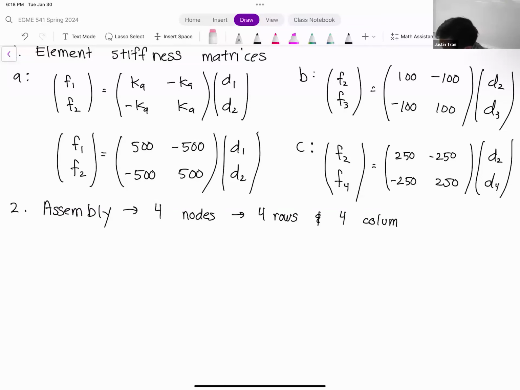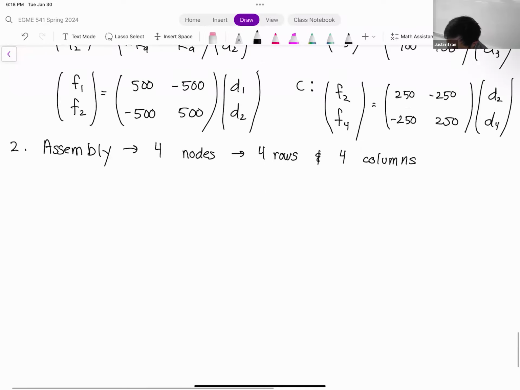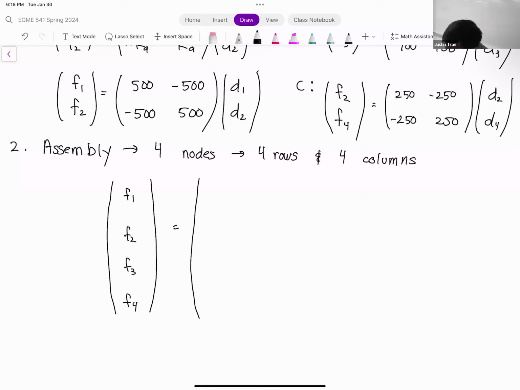Spell columns. Okay. All right, so on the left-hand side, we have F1, F2, F3, F4. Oh, let me go by D actually. D1, D2, D3, D4.